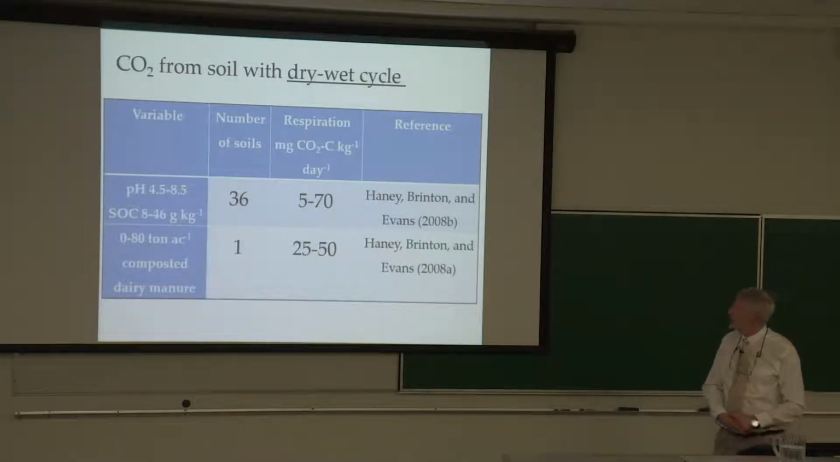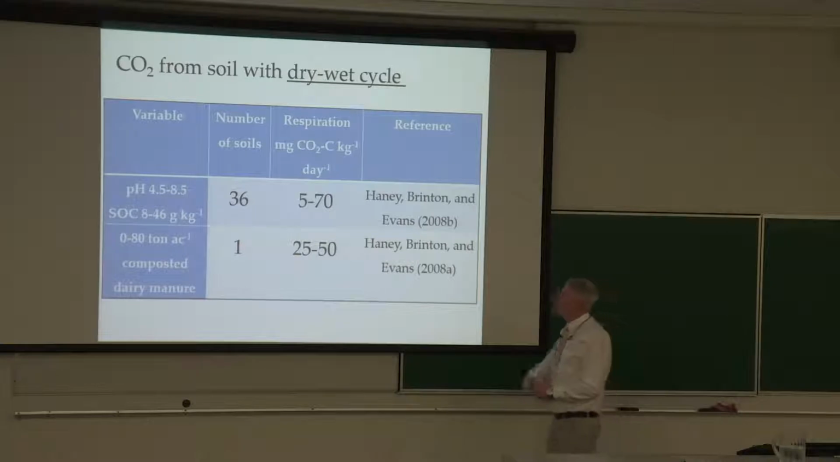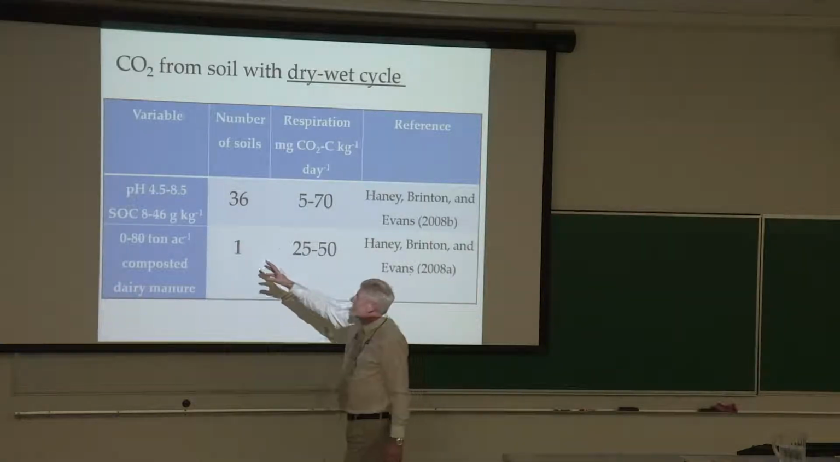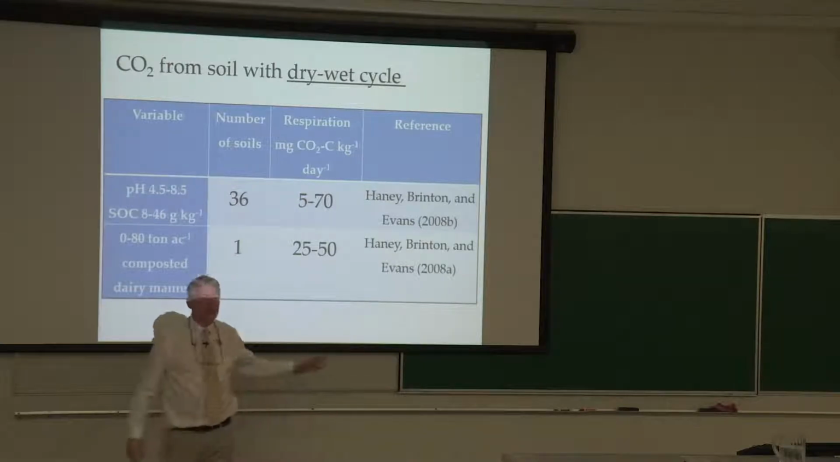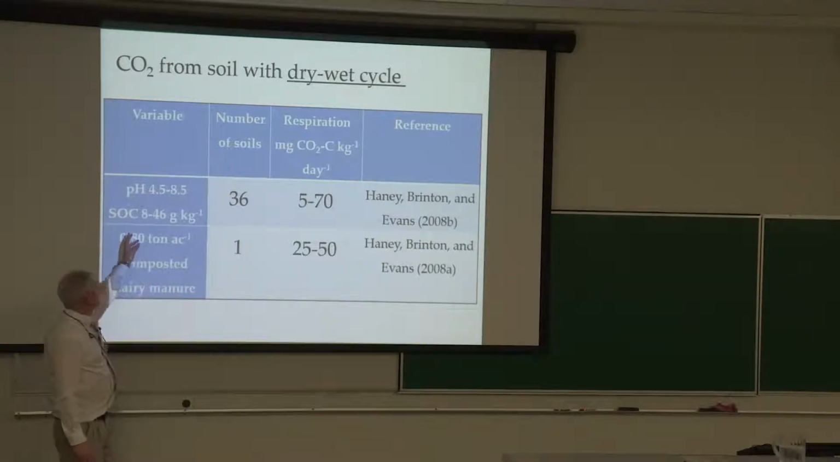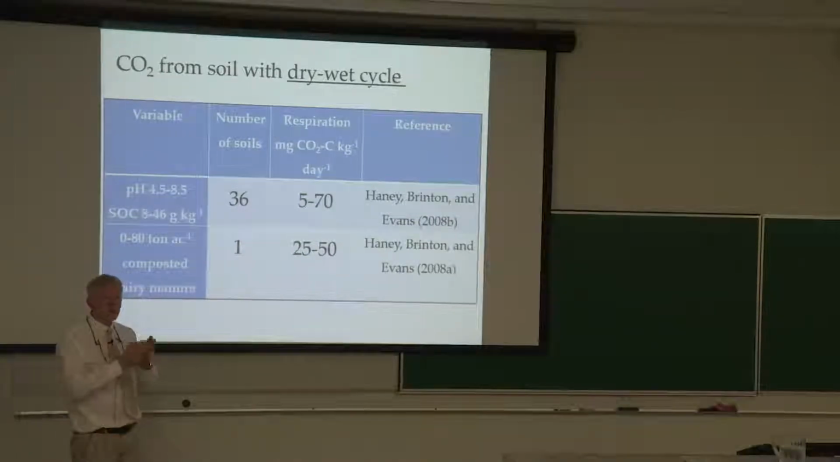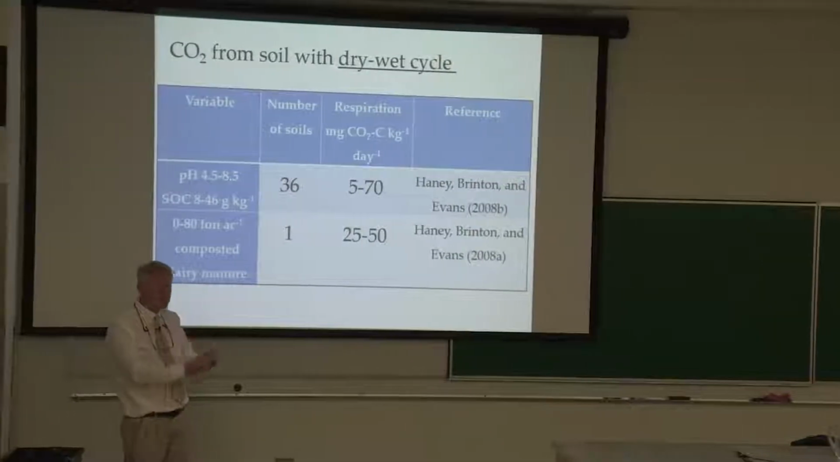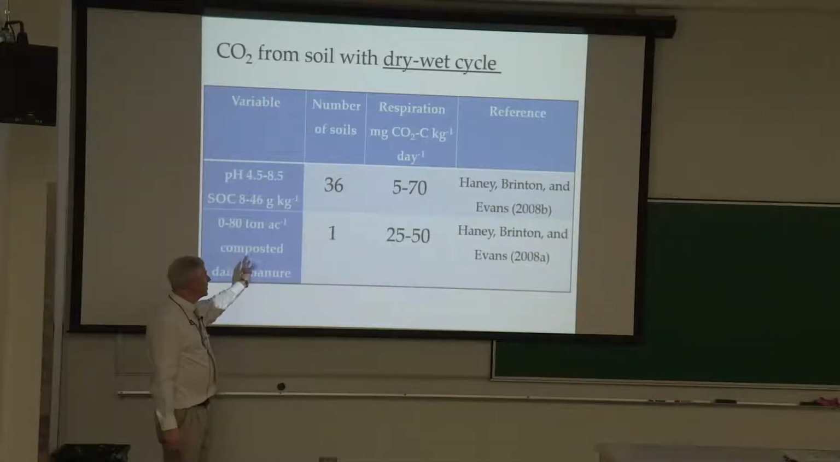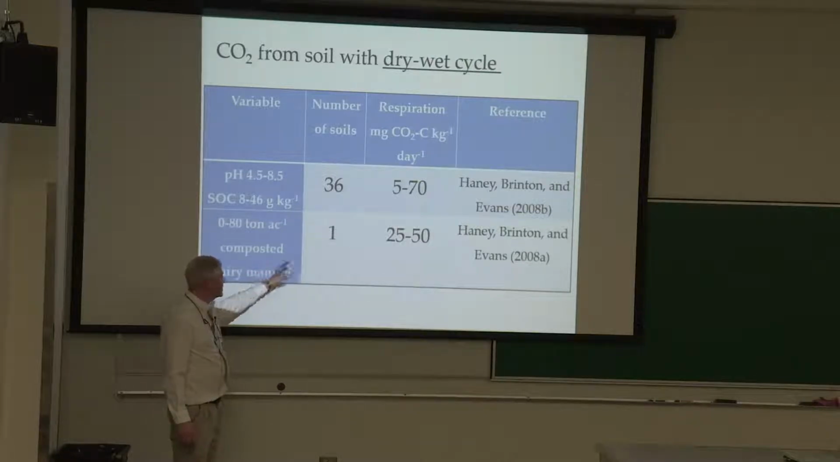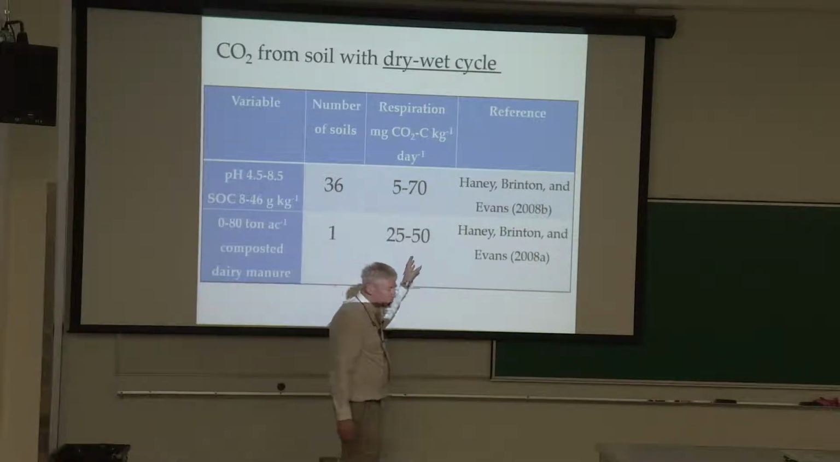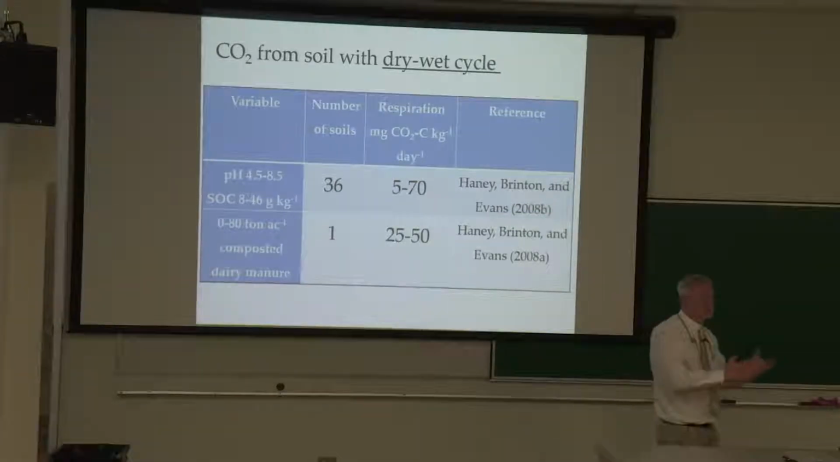So here's some data from Haney and colleagues. 36 soils in the one case with a dry-wet cycle, pH varying across quite a range, the soil organic carbon varying across quite a range, and our Gerst is between 5 and 70 milligrams per kilogram per day. Well, that's a lot more than our basal respiration in the field. It's getting 2 to 4, it's now gone up to 70, that's the real Gerst. So the real Gerst of respiration compared to what's happening in the native soil. And you can elevate it by adding some organic composted dairy manure, with an elevation up to 50. So you can certainly see there's a Gerst of carbon dioxide coming off.